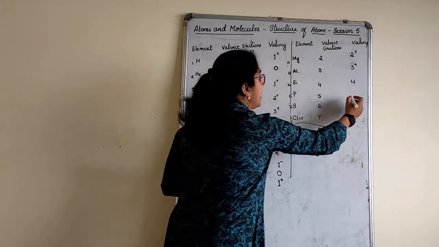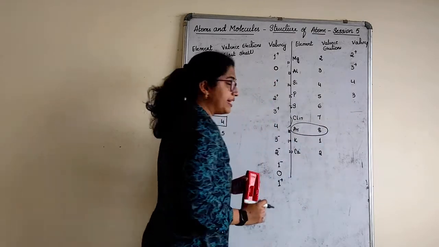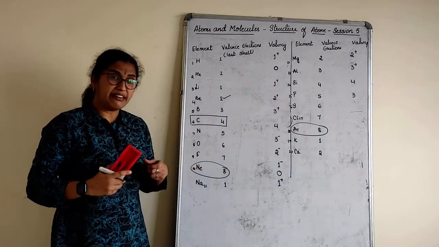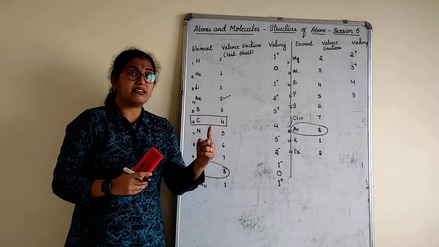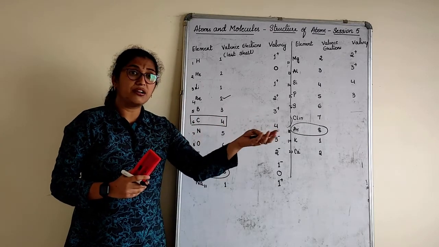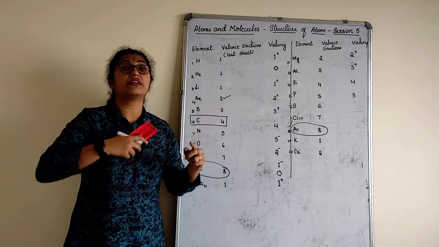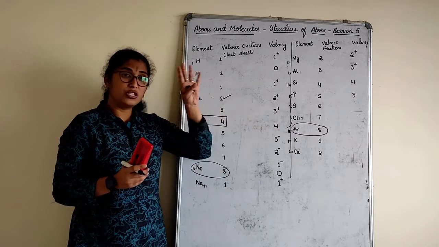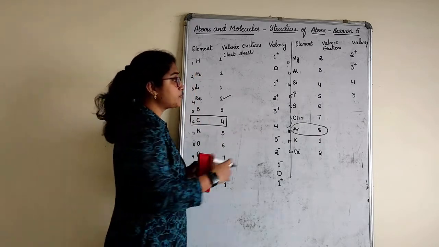Phosphorus 3. In the book they have written 3,5. Phosphorus is the only one, and sometimes sulfur also, in very rare cases. They have a tendency to either give 3 or receive. I mean, it can also give 5 sometimes. But don't break your head much in that. Just write 3 and keep it aside.